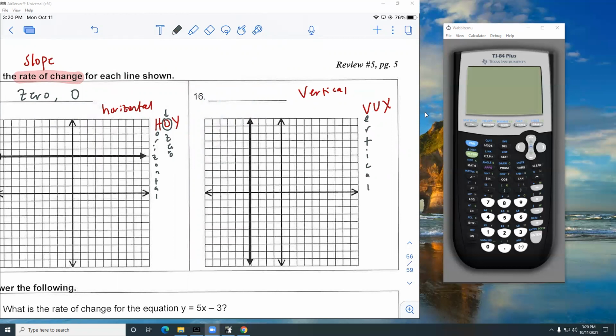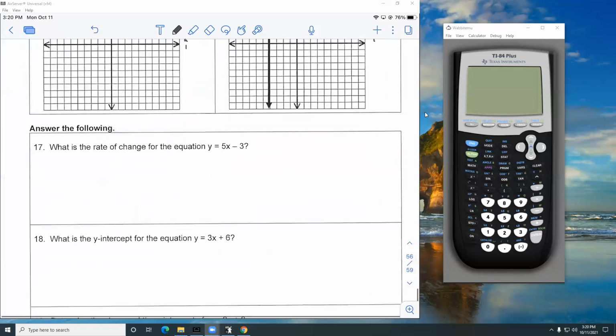So the U means that my slope, again, we're talking about slope here. I'm going to write that down here, slope. That means the U stands for undefined. So if you have a vertical line, my slope is what we call undefined.